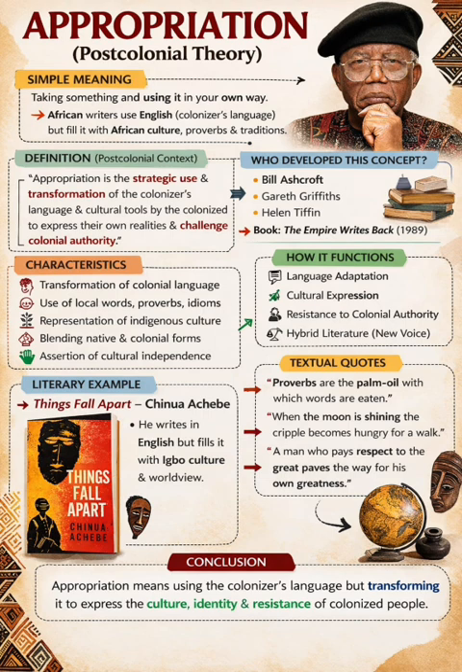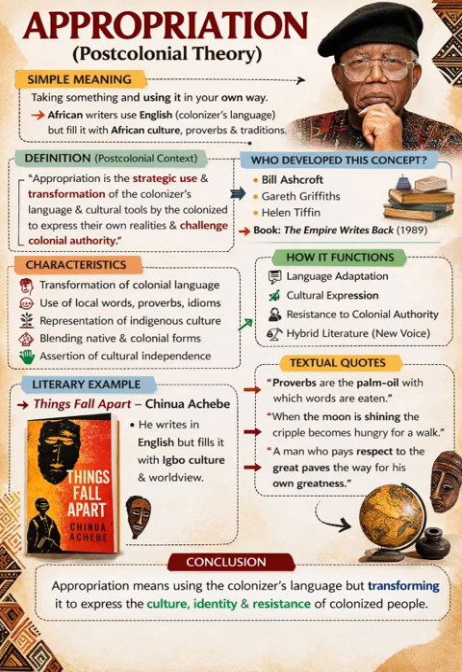Bill Ashcroft, Gareth Griffiths, and Helen Tiffin. These scholars explained appropriation in their famous book, The Empire Writes Back. The title of the book is itself symbolic. Earlier, the empire used literature to dominate colonies. Now, colonized people are writing back to challenge colonial power.